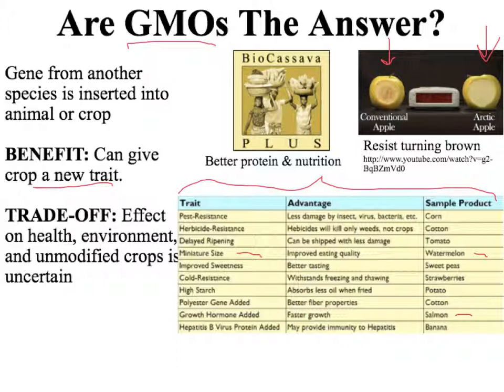So the benefit is that the crop can have a new trait that can help it be resistant to damage or more nutritious. But the trade-off is that there's really uncertainty about any effects on health of people that eat genetically modified organisms. The effect on the environment, or any effect on unmodified crops, is currently up in the air, and we're going to learn more about that.